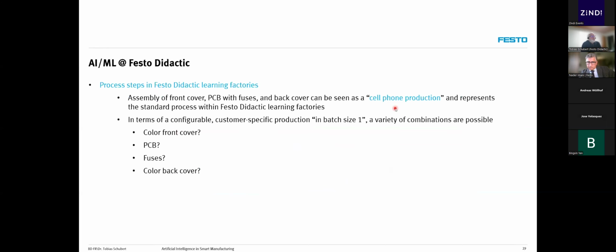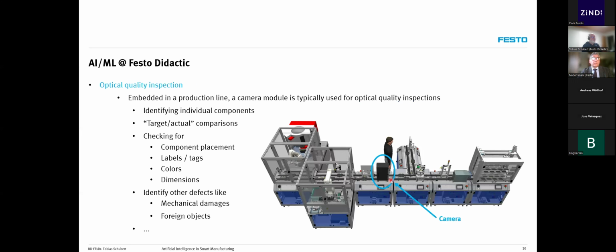So as I said, we have a cell phone production, and what we also typically focus on is customer-specific production in batch size 1. That's a very famous idea of Industry 4.0. So we can also have some variety with respect to the color of the front cover, back cover, how many fuses, do we need a PCB, yes or no, all that stuff. So that is what typically happens in our learning factory.